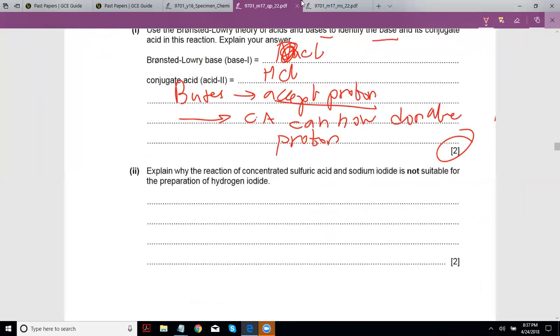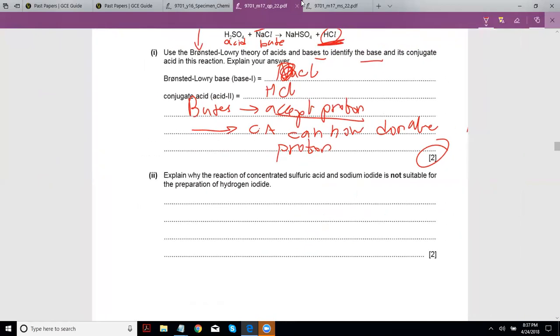Explain why the reaction of concentrated sulfuric acid and sodium iodide is not suitable for the preparation of hydrogen iodide. So concentrated sulfuric acid is an oxidizing agent, a very strong oxidizing agent. If you take it from the top, as you go down group 7, the oxidizing power, how strong an oxidizing agent they are, decreases, right?